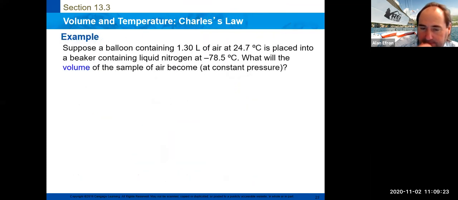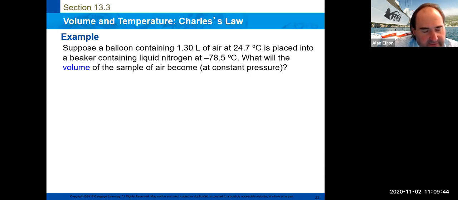So let's take a look at an example. Here we have a balloon that contains 1.3 liters, and it is at 24.7 degrees Celsius, placed in a beaker containing nitrogen at minus 78.5 degrees Celsius. What is the volume at constant pressure?